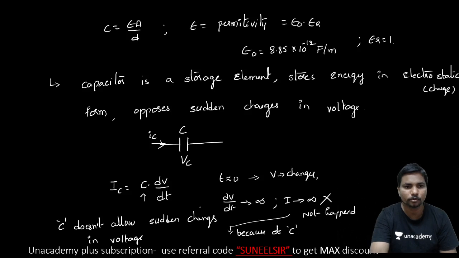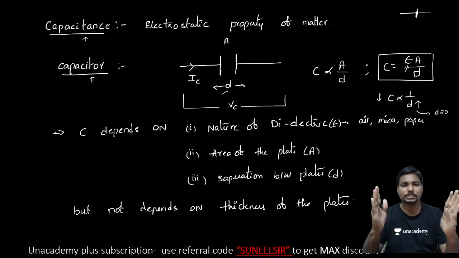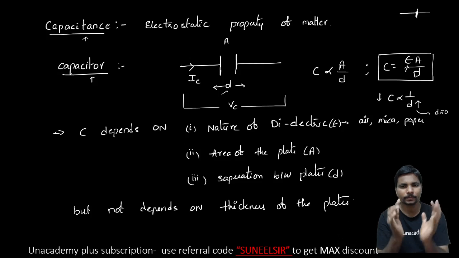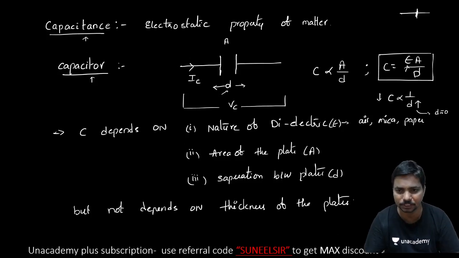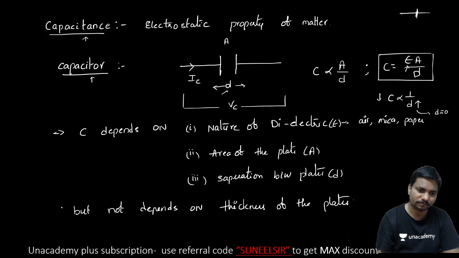Once again, friends, about this capacitance. Capacitance is an electrostatic property of matter. If you place two charged plates in a medium of air or any dielectric with a separation of d, then capacitance is formed. That will be C is equal to epsilon A by d. It depends upon the nature of the dielectric, the area of the plates, and the separation between the plates, but not upon the thickness of the plates. It is a very important one.